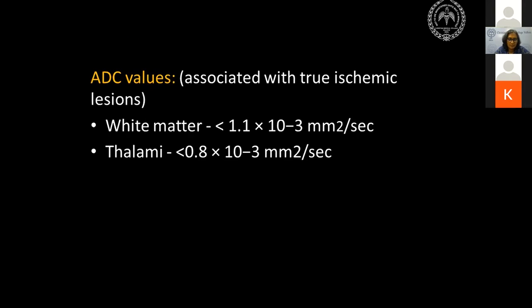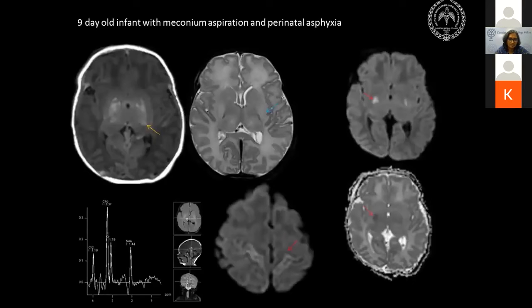Now, these are some ADC values which have been found to be associated with true ischemic lesions, that is in the white matter and in the thalami. These are just a few examples of infants with hypoxic ischemic injury.